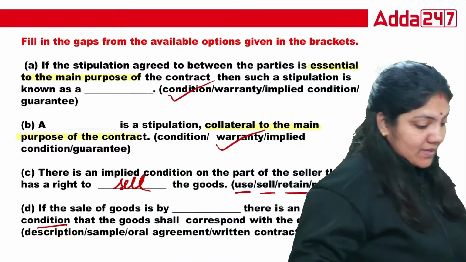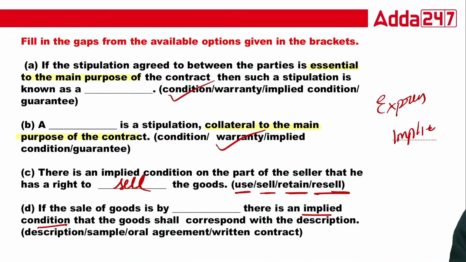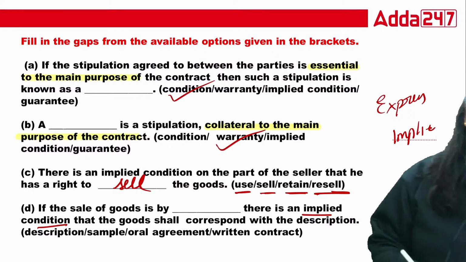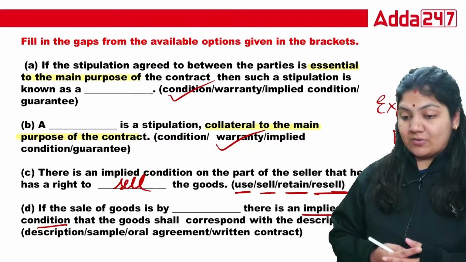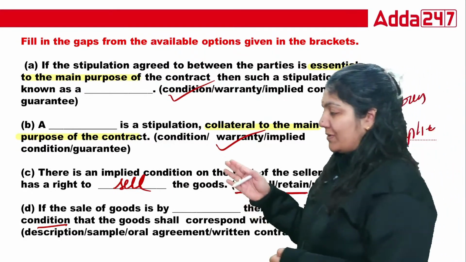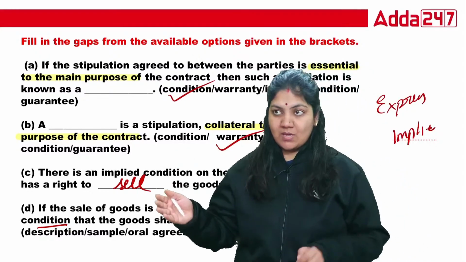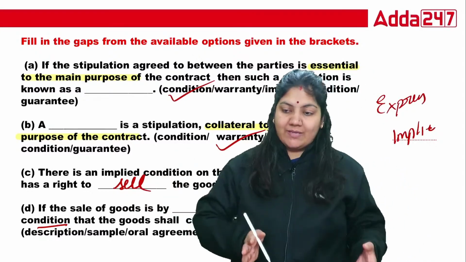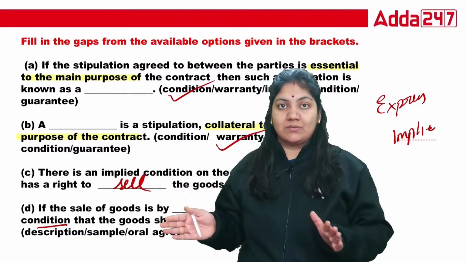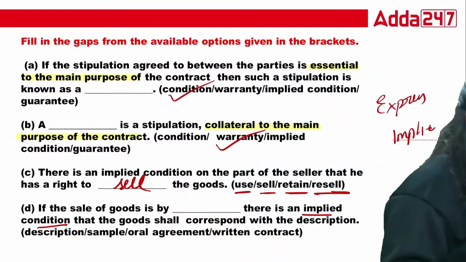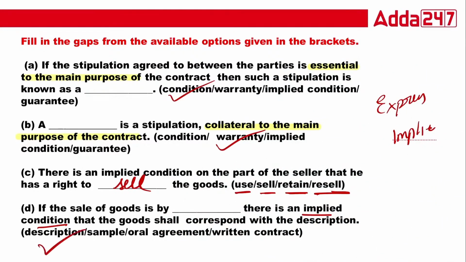If the sale of goods is by dash, there is an implied condition that the goods shall correspond with the description, sample, oral agreement or written contract. Suppose the seller has shown me the description. If I take the thing, it should match the description. So the right answer will be description.